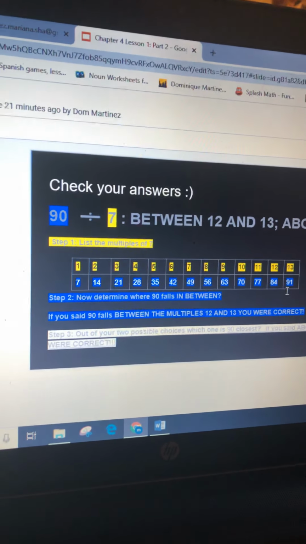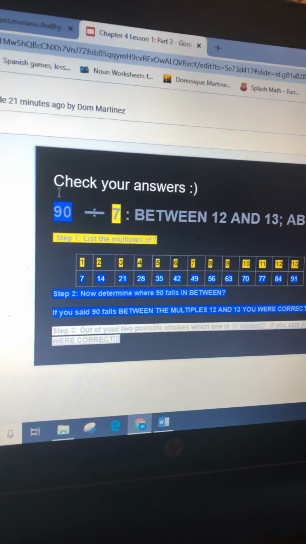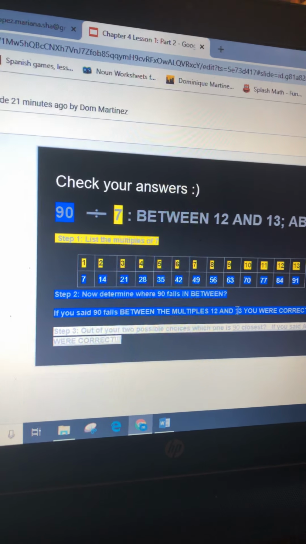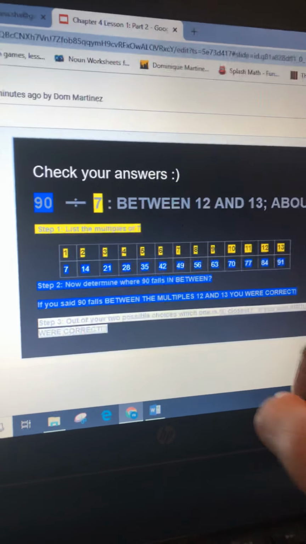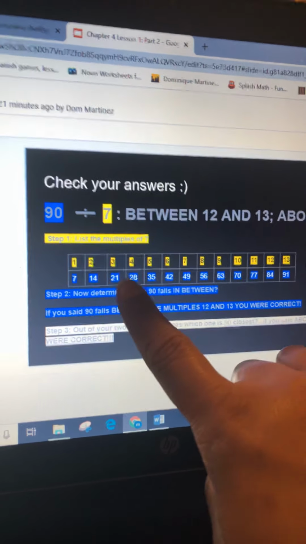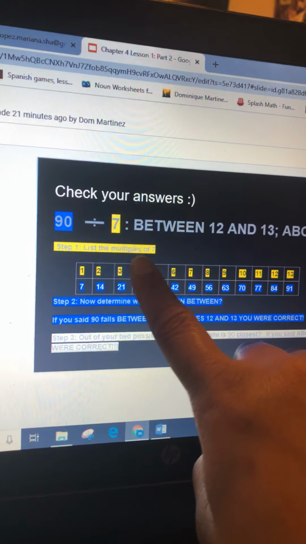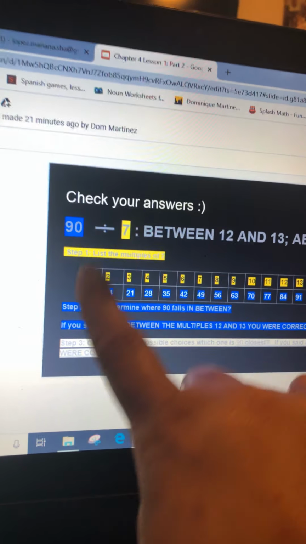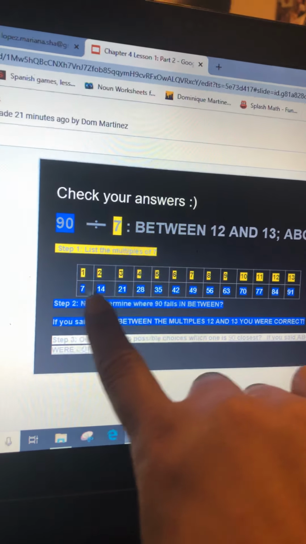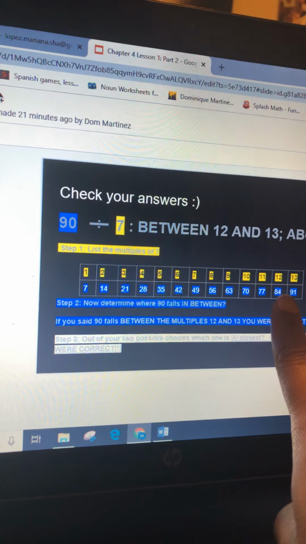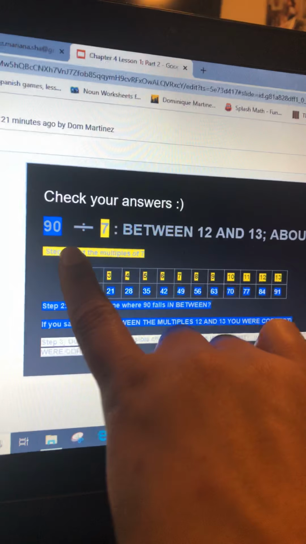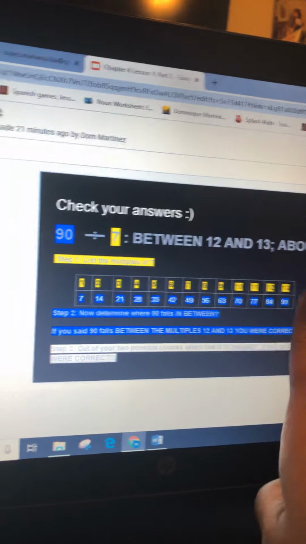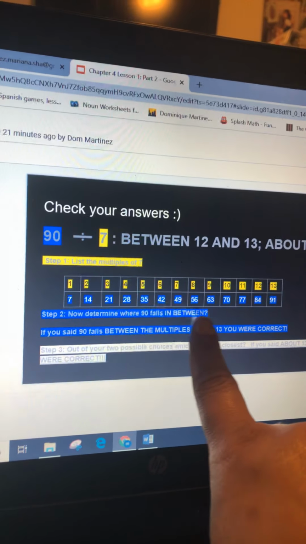So as I list, I'm looking to either go over this number and stay in between it, or have 2 numbers in between it. So let's see. On this one, we're listing multiples of 7. Okay, so we list all the multiples of 7 right here. All right, and we're stopping at 13 because by 13 I get to 91. That's above 90, right? Right above 90. So it says determine where 90 falls in between.